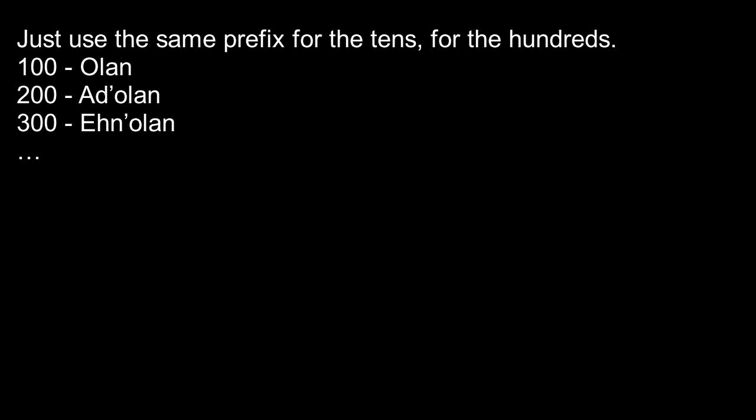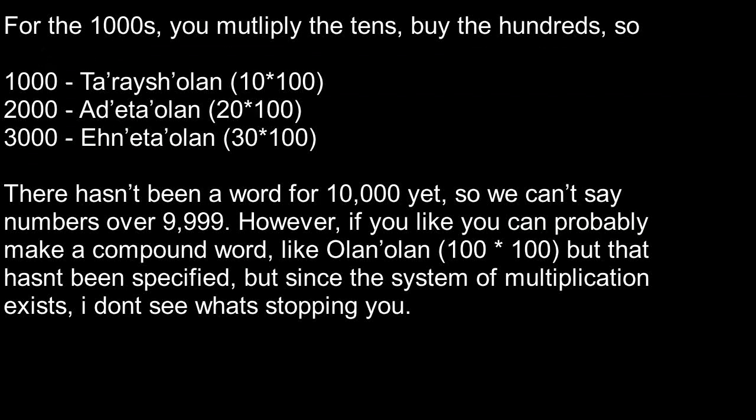So 400 would be kur olan, 500 would be she olan, 600 would be rol olan. And now for the thousands, you multiply your tens by your hundreds to get the word for 1,000. So 1,000 is literally 10 times 100, 10 100s. So, ta-resh olan. And then your 2,000 is 20 times 100, ad eta olan.